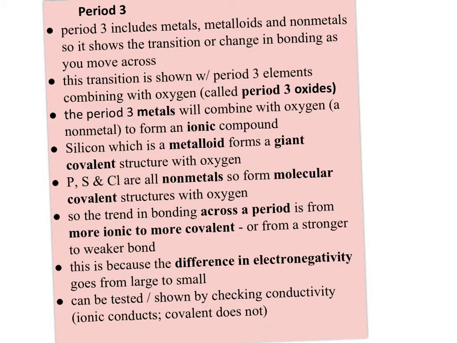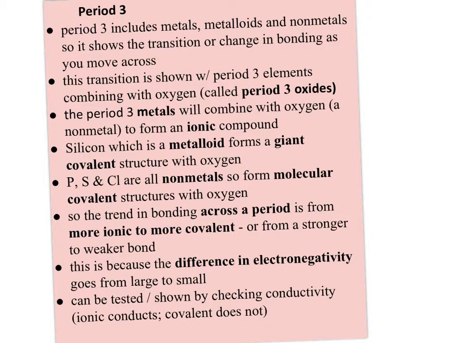Okay, so that's enough about the families. How about period 3? What trends do we see as we move from metals to metalloids to nonmetals? Well, the transition is often shown with the period 3 oxides, and that just means how the period 3 elements combine with oxygen. So period 3 metals are going to combine with oxygen to form an ionic compound because you have a metal and a nonmetal.